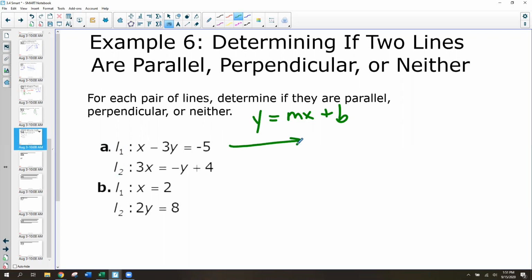So let's reformat them. This one is x minus 3y equals negative 5. I'm going to move the x to the right. I'm going to get negative 3y equals negative x minus 5. I'm going to divide by negative 3.